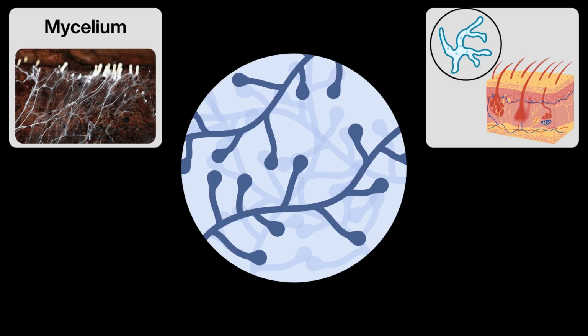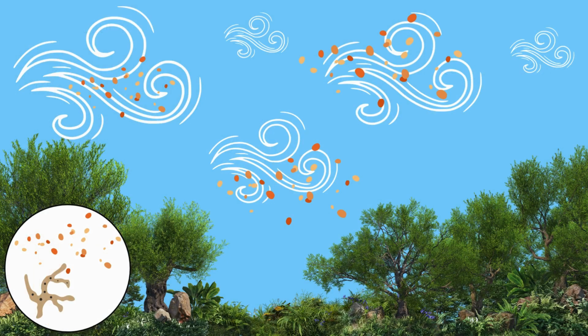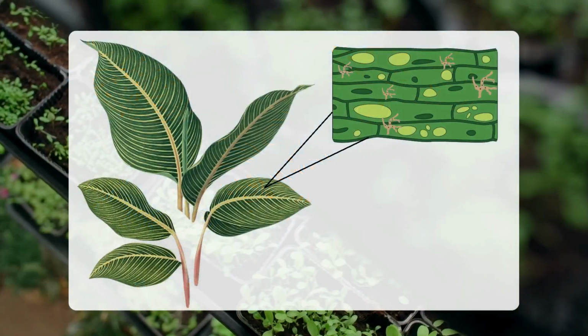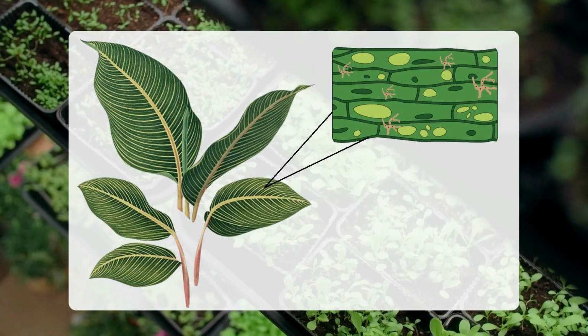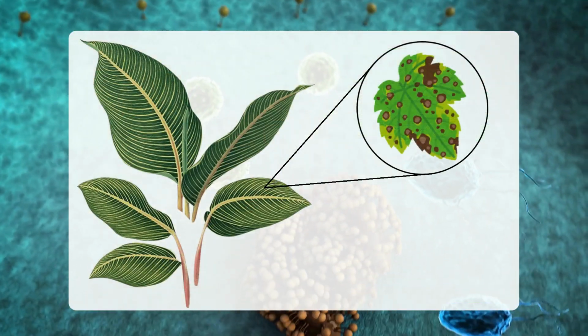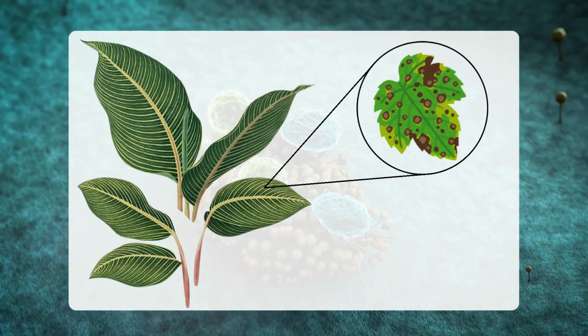Fungi reproduce by producing spores. These can be dispersed by wind, water, or direct contact. Fungal infections are particularly common in plants and can be highly destructive. Fungal spores are released from an infected plant and carried by the wind, landing on other plants. The hyphae of the fungus grow and penetrate the surface of the plant, entering its tissues. Once inside, the fungus absorbs nutrients from the plant, causing disease symptoms. These can include discoloration, decay, and reduced growth.